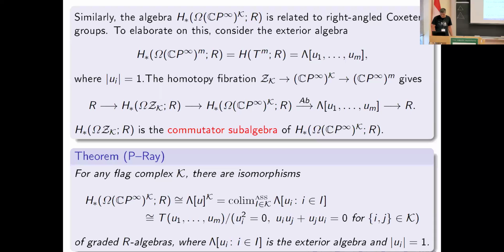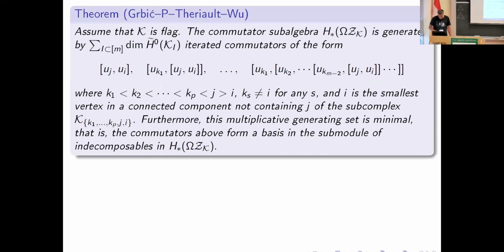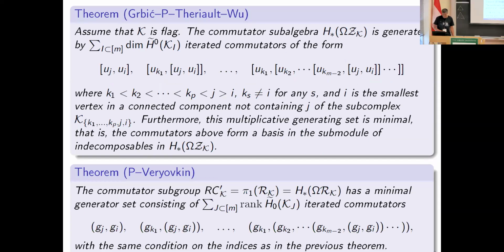And if you look at the commutator subalgebra, and you can look at the commutator subgroup in the right-angle Artin group, in the right-angle Coxeter group, and they also behave in a similar way. So there is a pair of theorems, for instance, describing the commutator subalgebra in this loop homology algebra and the commutator subgroup in the right-angle Coxeter groups. They have similar descriptions of a basis. And also there is the same criterion for when this commutator subgroup is free, for instance.